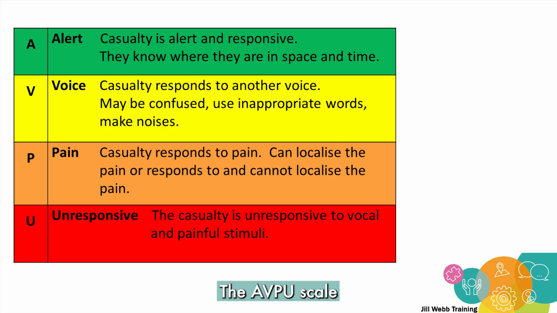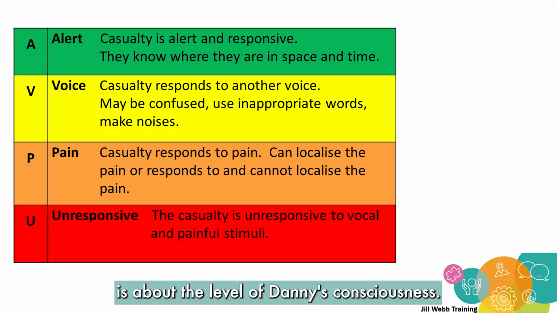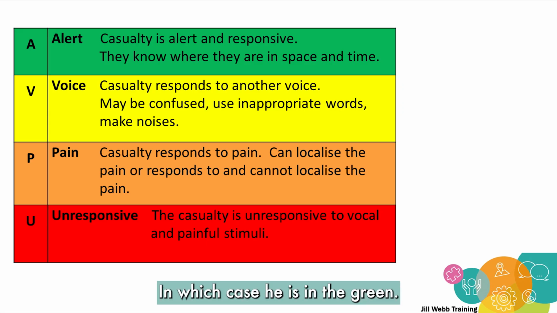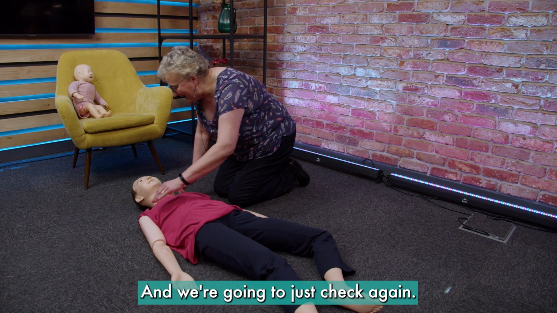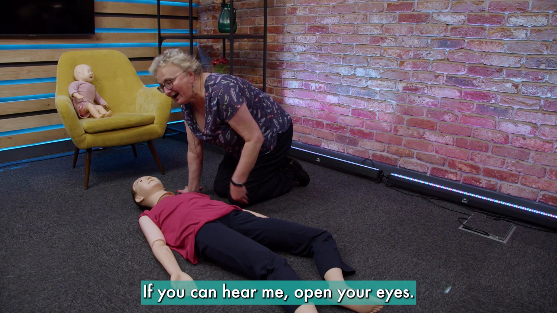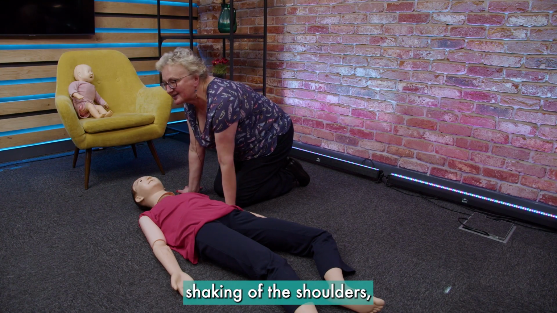The AVPU scale is about the level of Danny's consciousness. Is he awake and alert, in which case he's in the green, or is he unresponsive, in which case he's in the red? And we're going to just check again. Danny, can you hear me? Come on, if you can hear me, open your eyes, a bit of stimulus, shaking of the shoulders, something like that.